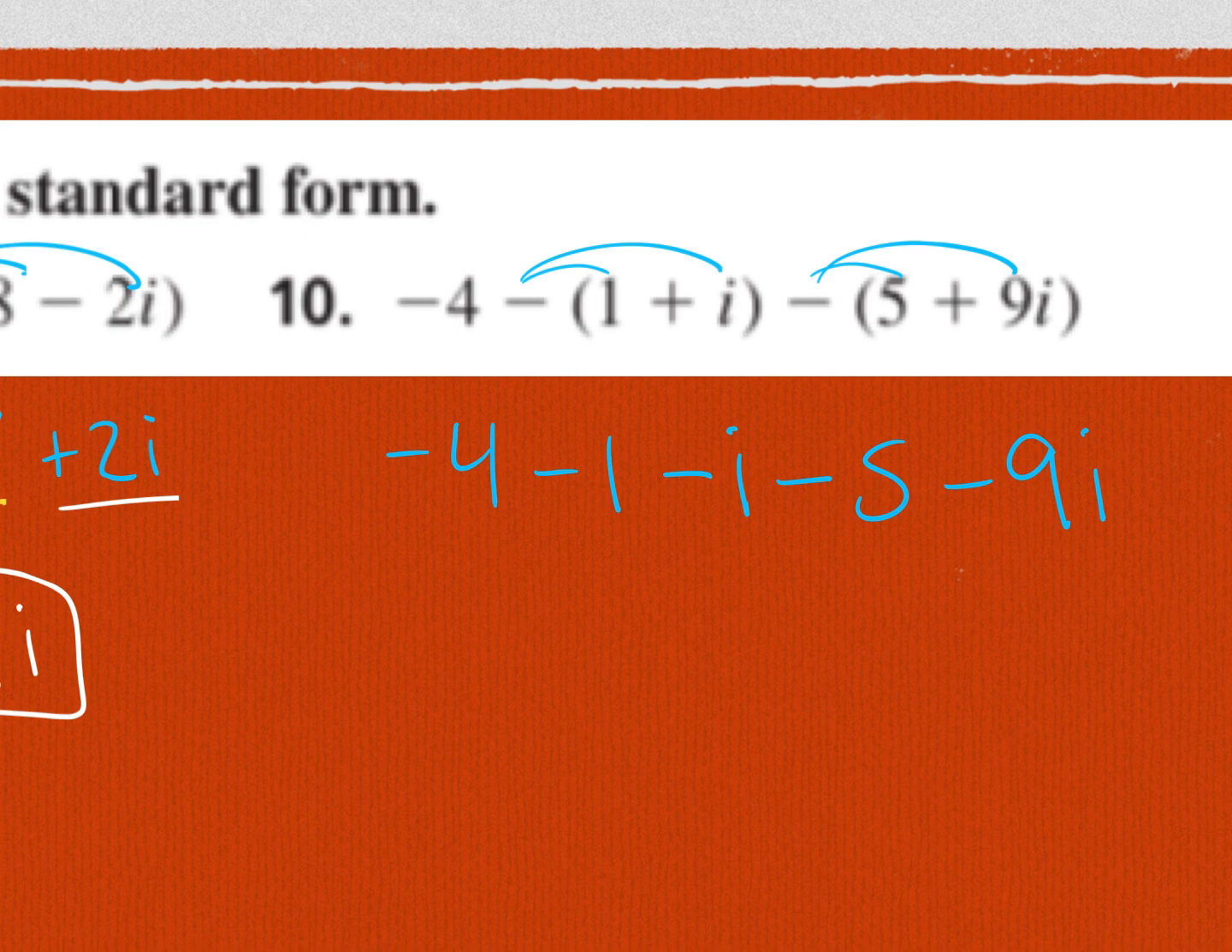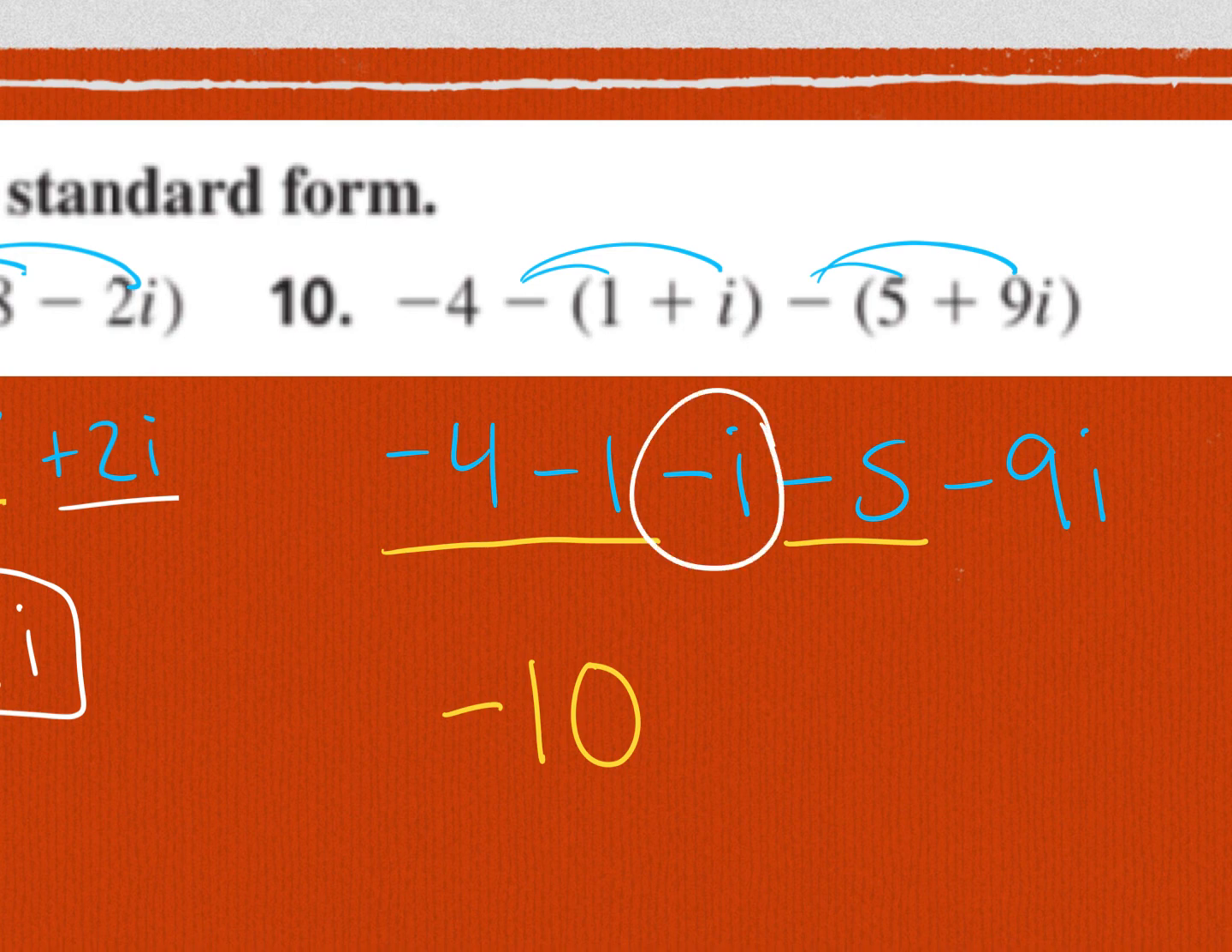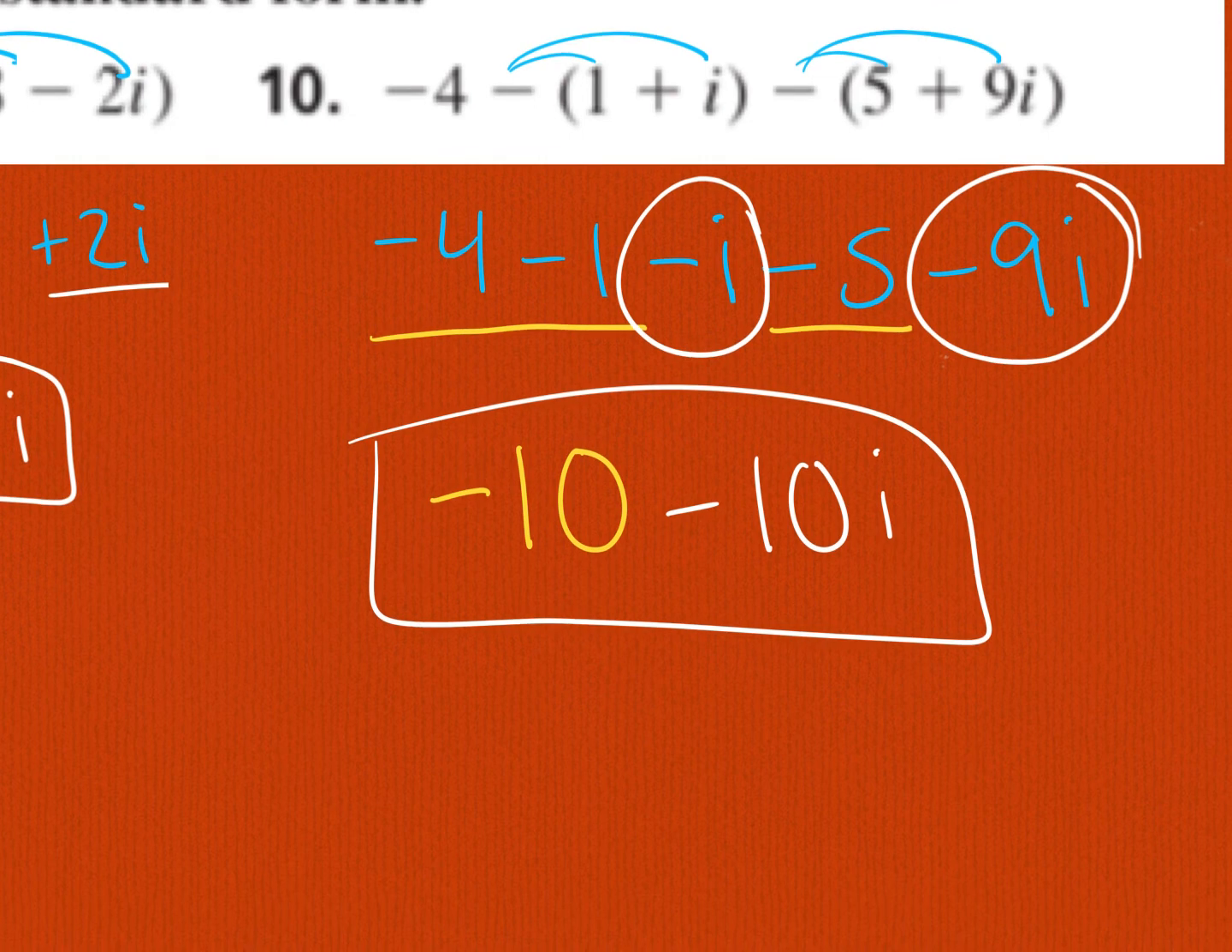Now let's start with our real numbers. What are my real numbers here? Perfect. Negative 4, negative 1, negative 5. So it's negative 4 minus 1, negative 5, and negative 5 minus 5. Awesome. Negative 10. And then my imaginary numbers, I have negative i minus 9i. What would that be? Perfect. Negative 10i. And just don't forget, we have to put the real part first, the imaginary part second.